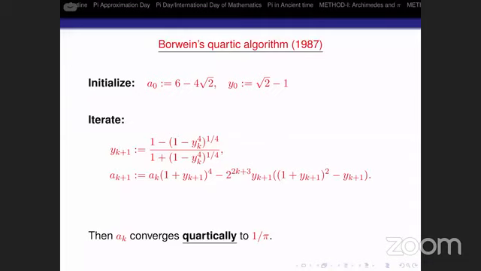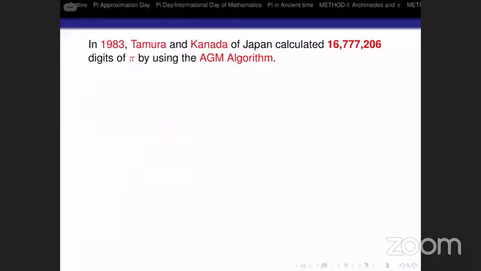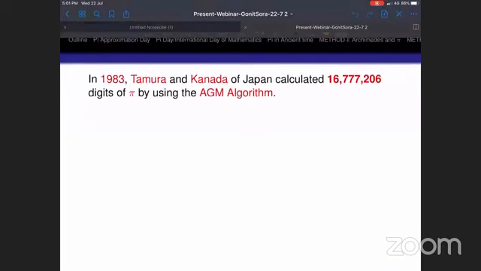So I will come to Ramanujan in the next few slides. So this is given by Ramanujan's modular equations. And in 1983, Tamura and Kanada of Japan calculated over 16 million decimal places of pi by using the AGM algorithm. So we remember this, over 16 million decimal places by using the AGM algorithm.